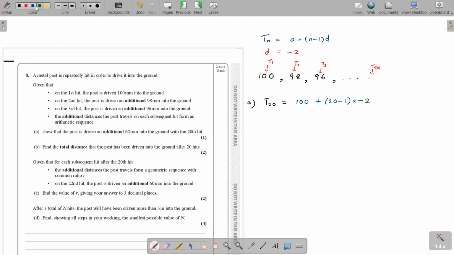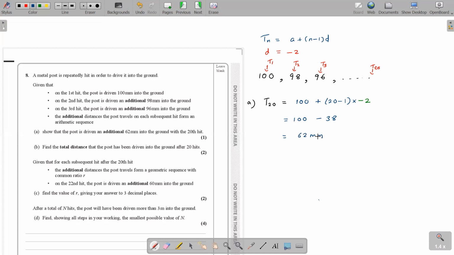This is okay. So I get here 100. 20 minus 1 is 19. 19 times -2 is how much? It is -38. How much is the T20 answer? 62 millimeters. So this is the additional distance it's driven into the ground in the 20th hit.